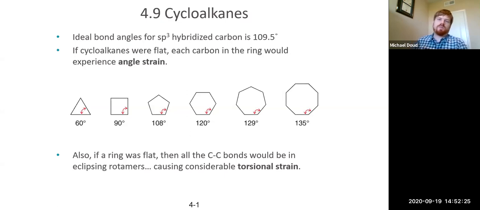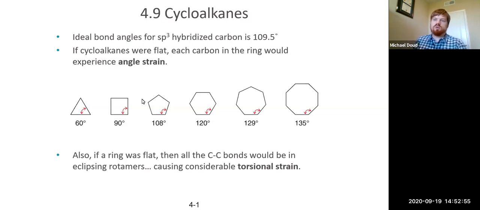So remember, in a cycloalkane, all the carbons are sp3 hybridized, so they should be tetrahedral. They should have bond angles of 109.5 degrees. If each cycloalkane were flat, then each carbon in a given ring would have some kind of angle strain, taking the bond angles from what they should be, 109.5, squeezing them in or widening them out.